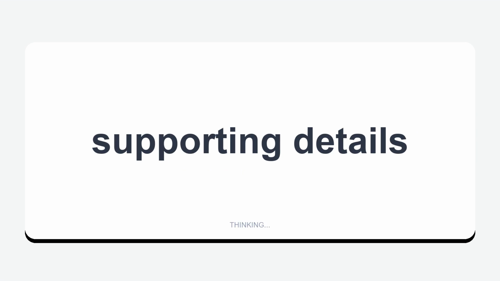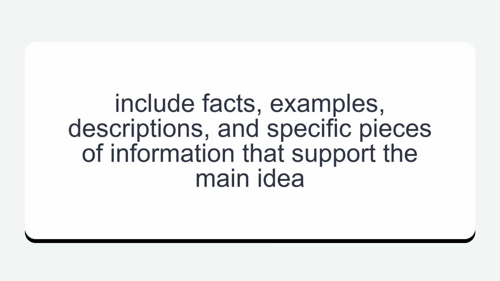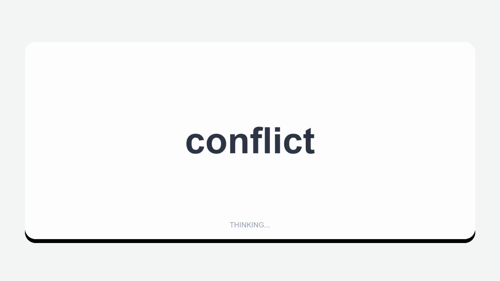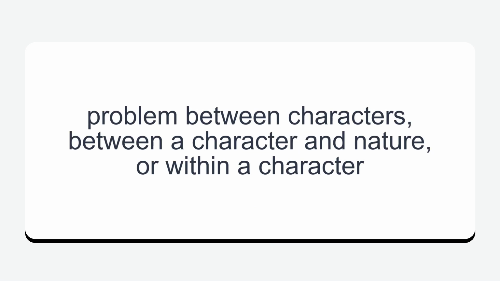Supporting details include facts, examples, descriptions, and specific pieces of information that support the main idea. Conflict: a problem between characters, between a character and nature, or within a character.